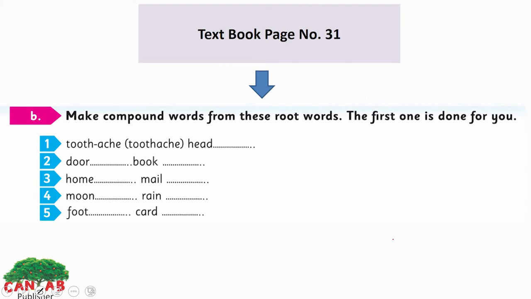Look here, we have a section B here. Make compound words from these root words. The first one is done for you. What you need to do? You have to make the compound words with these words here. The first one is done for you. Toothache. Look at the second one here. What will it be? Which word can we join here with the door? It can be doorsteps. Yes. Raincoat. Mailbox here. I want you to do the remaining words by yourself here.